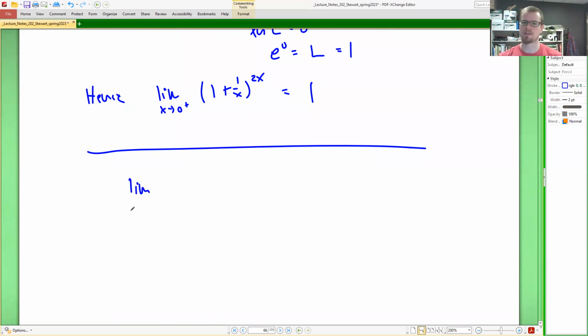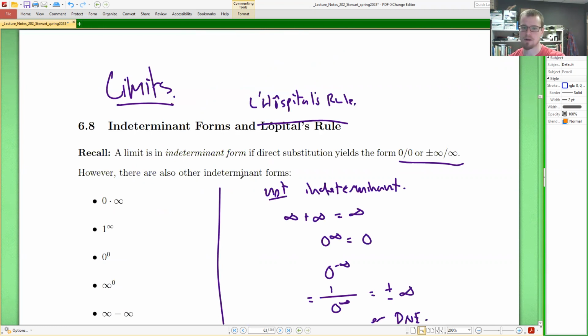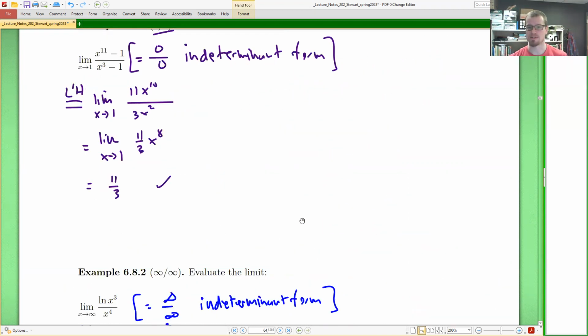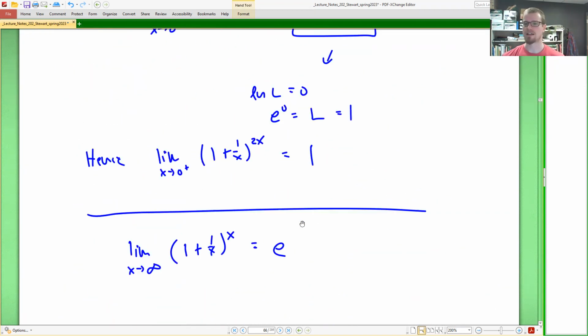So if we were to consider the limit as x goes to infinity of 1 plus 1 over x to the x, this actually gives us e. And so we could take a look at that as well, because this is going to give us 1 to the power of infinity, which would be an indeterminate form, if we recall, 1 to the infinity, an indeterminate form. So we could do the same approach on that particular limit as well to find that value.